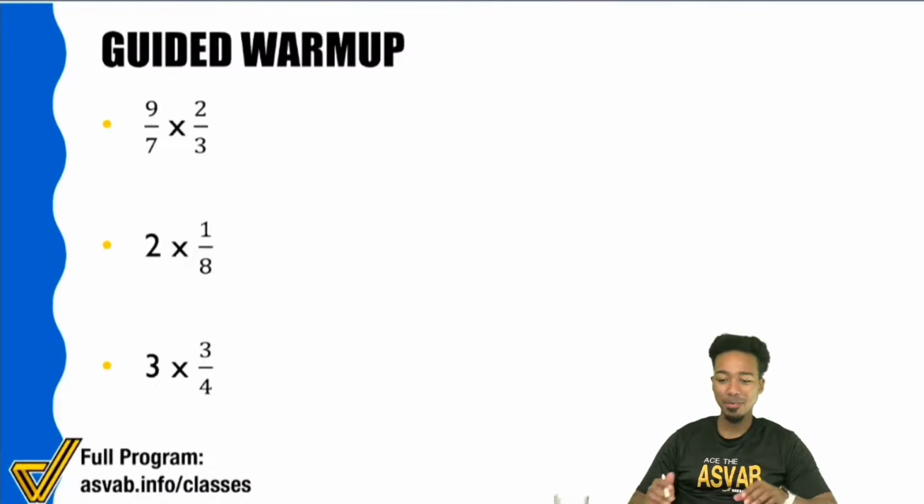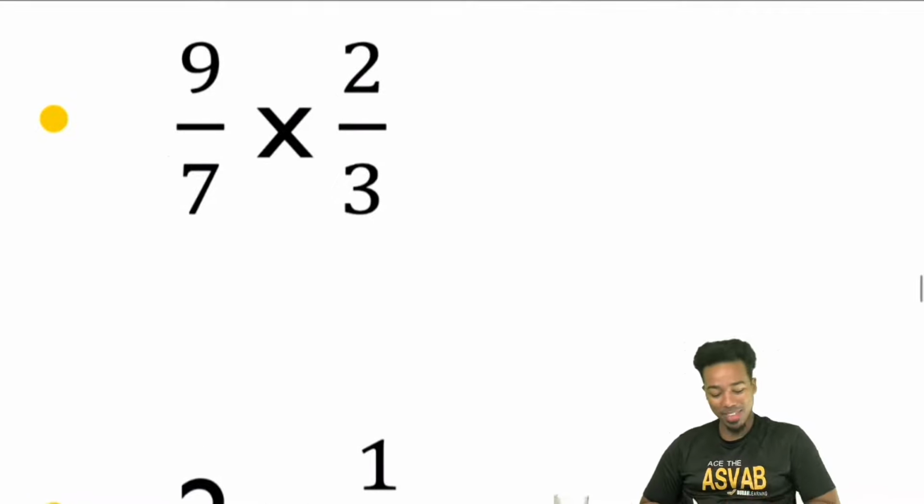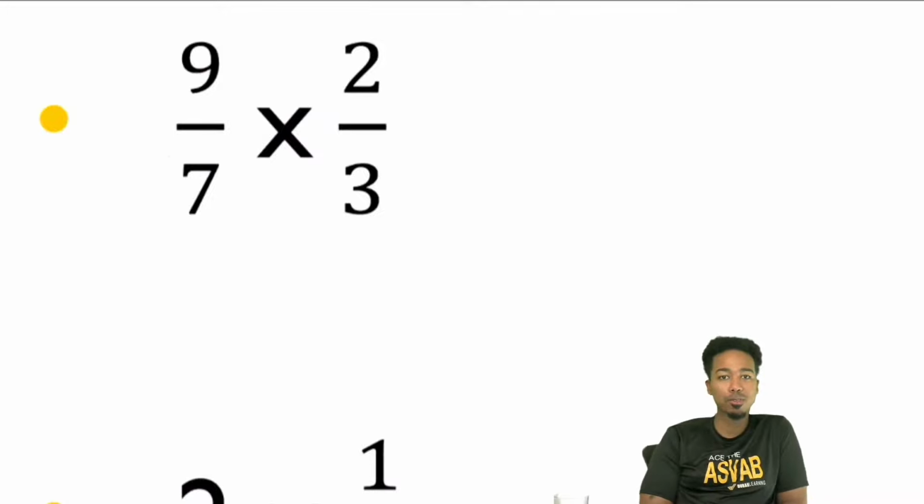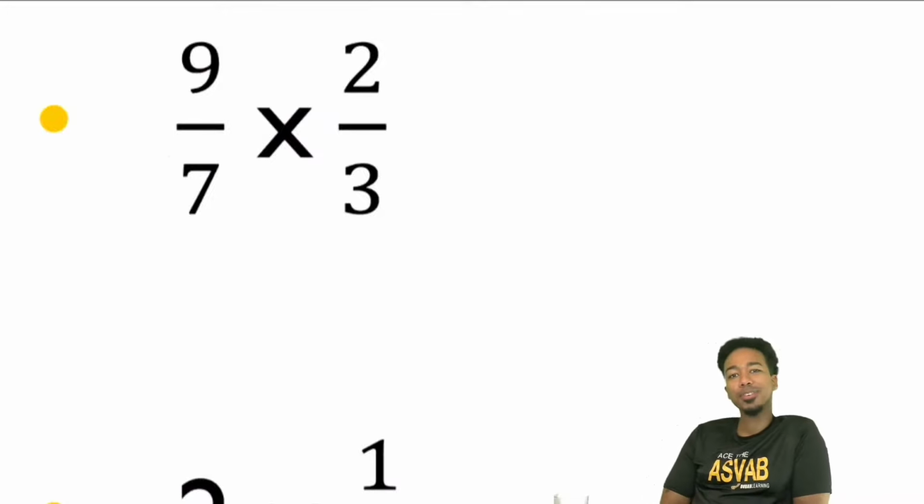Again, I'm passing go over, but with that, let's get into it here. We have 9 over 7 times 2 over 3. If you haven't had the chance to shoot me a text, go ahead and shoot me a text. I want to give you a more personable congratulations and follow up with you.